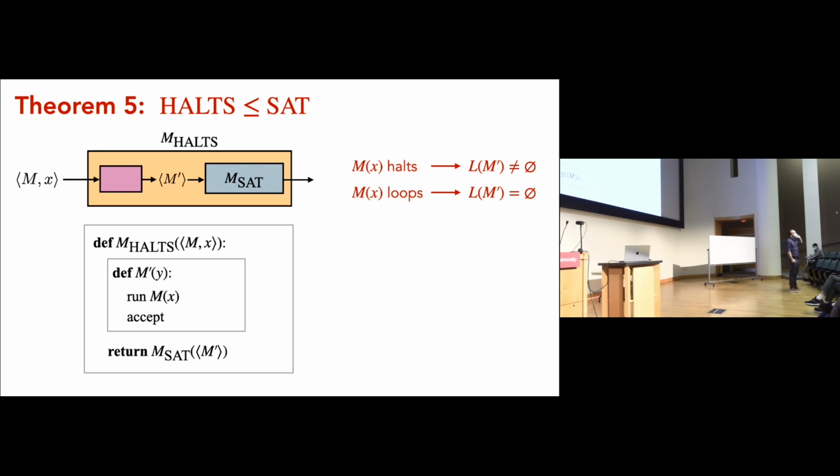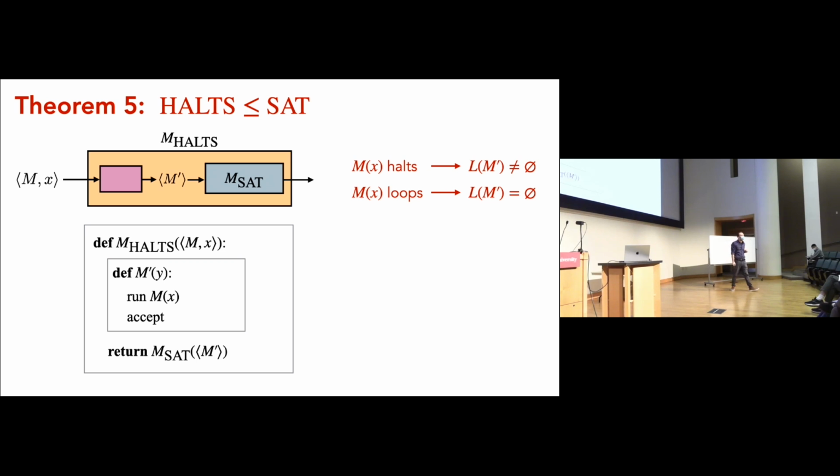Yes? Why don't we use y? Because we don't need to. We've accomplished this implication, and it didn't require us to actually even look at y, because no matter what y is, we're just doing the same thing. So if M of x halts, then I'm always going to accept no matter what y is. So that leads to L of M prime being sigma star. And if M of x loops forever, then for every y, I'm just stuck on that loop, and it never accepts any string.